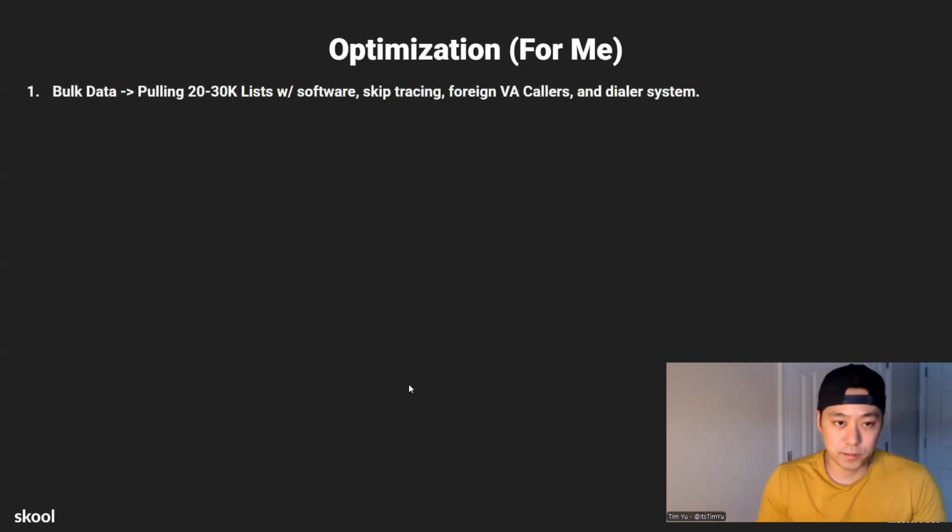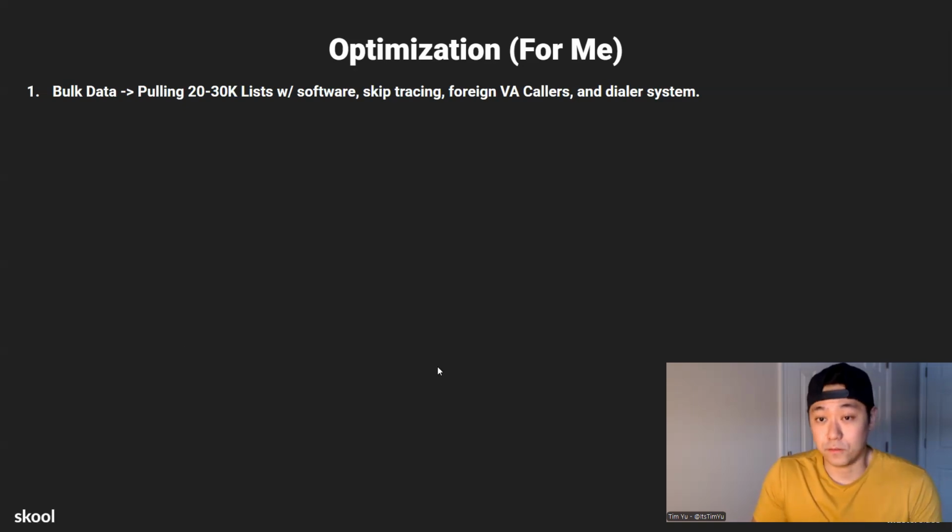So this is the first step. This is tier one. Tier one is what most of you guys are doing, which is pulling bulk data lists. So everyone's pulling 20 to 30,000 records off software, right? We know all the monthly subscriptions out there. And then you have to pay for skip tracing.